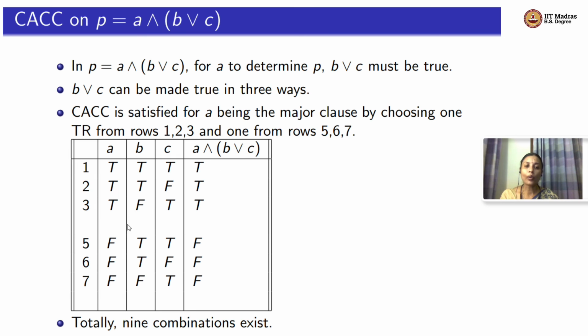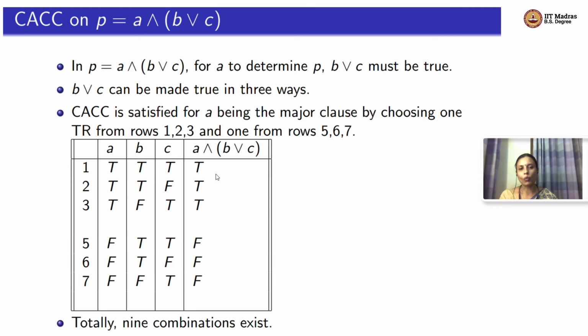Now A is the major clause. Rows 5, 6, and 7 ensure that A is false and B or C stays true. It's again the same combination for B or C as rows 1, 2, and 3: true, true, true, false, false, true. In all these cases, B or C as a sub formula will return true. Rows 1, 2, and 3 will make A true, rows 5, 6 and 7 will make A false.